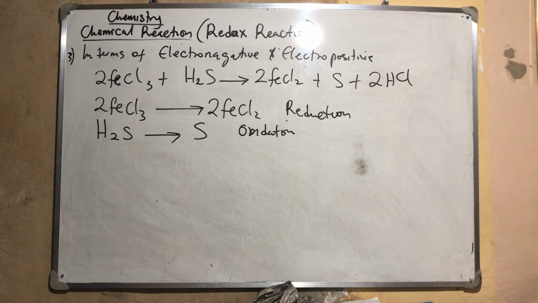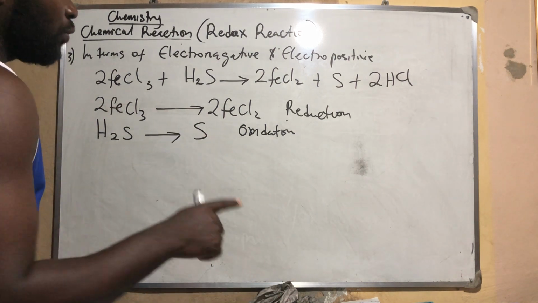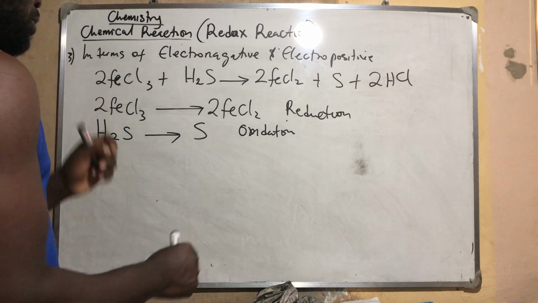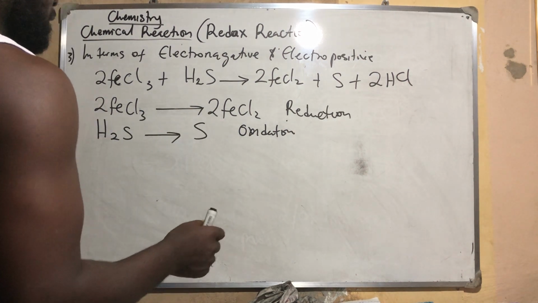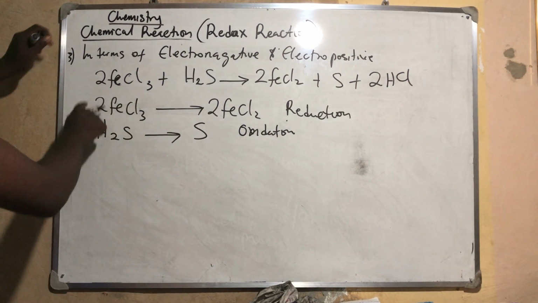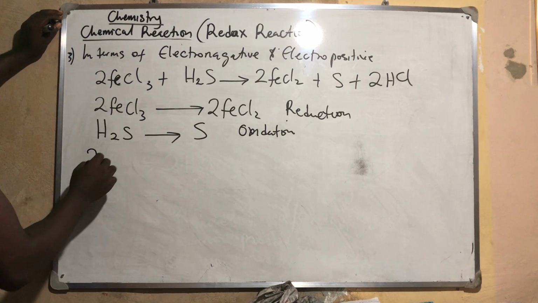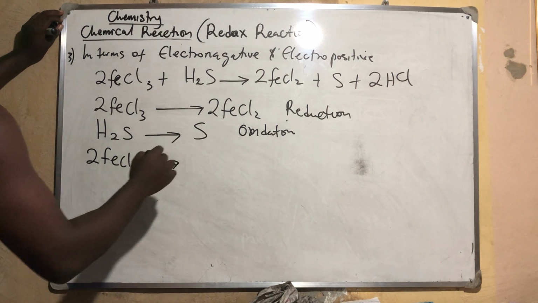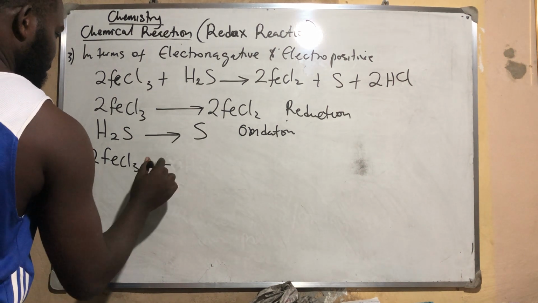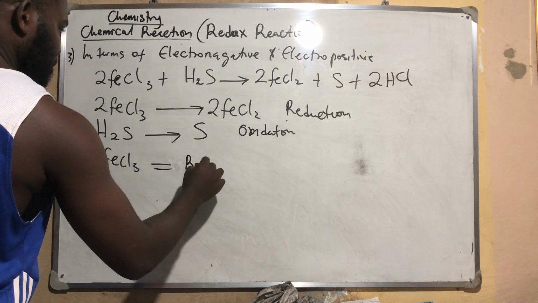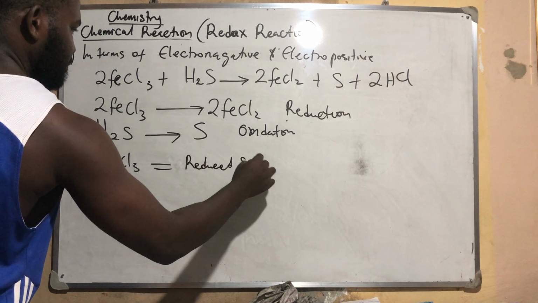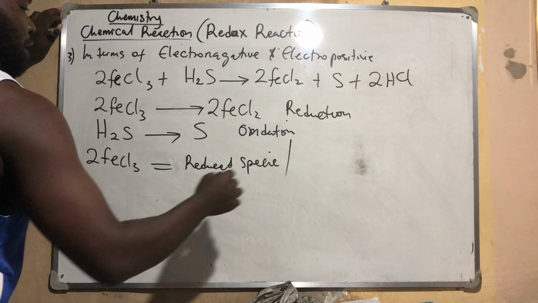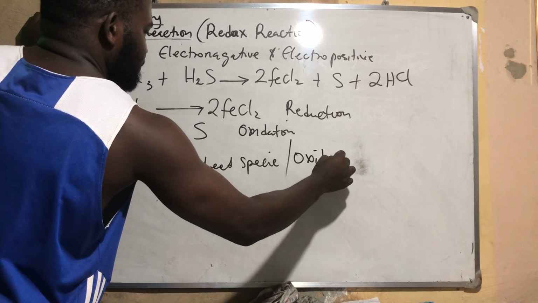So the first thing you can get is what? Oxidizing agent. And I told you, if they're asking you oxidizing agent, please don't look for agent, look for the other one. And you know that oxidizing agent is same as what? Reduced species. And this one that undergoes reduction is called the reduced species. So 2FeCl3 is the reduced species. And reduced species is something as what? Oxidizing agent.